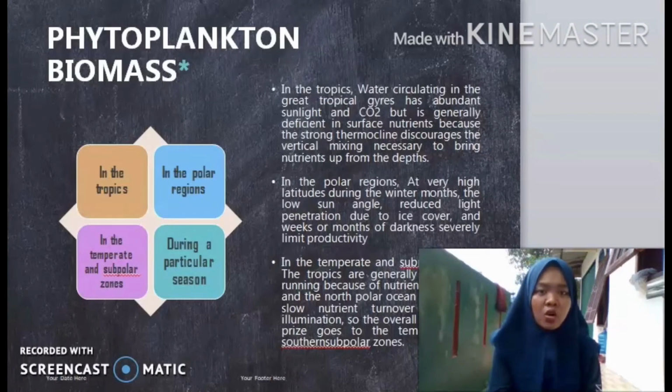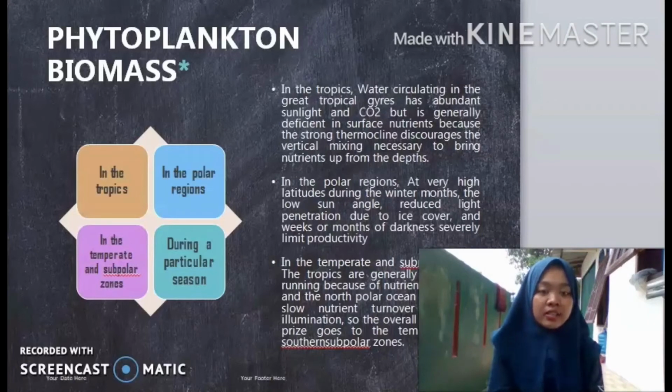In the tropics, water circulates in the great tropical gyres, has abundant sunlight and carbon dioxide, but is generally deficient in surface nutrients, because the strong thermocline discourages the vertical mixing necessary to bring nutrients up from the depths. In the polar region, at very high latitudes during the winter months, the low sun angle and ice cover reduce light penetration, and weeks or months of darkness severely limit production.